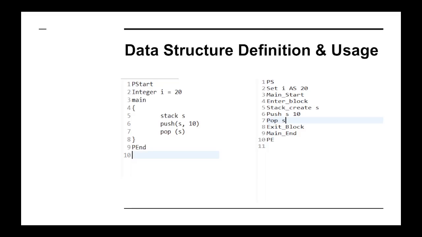The built-in data structure that OWL currently supports is a stack. The stack comes with built-in push and pop operations. On this slide, we have a high-level implementation of a stack, and on the right-hand side, you can see the intermediate level representation of that same stack.